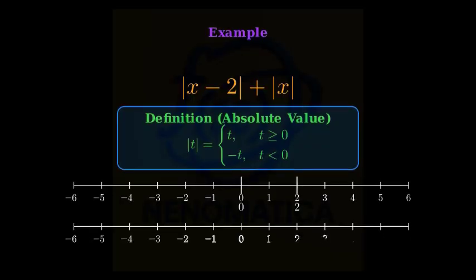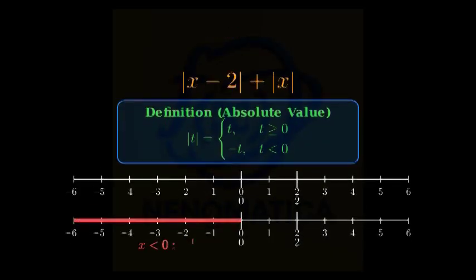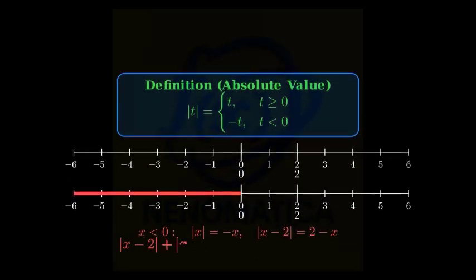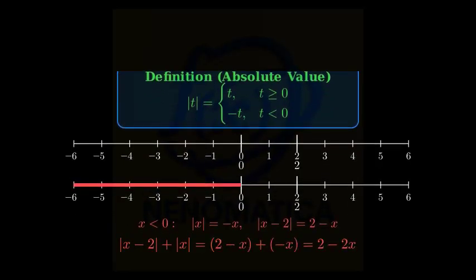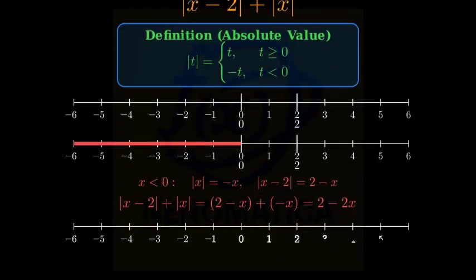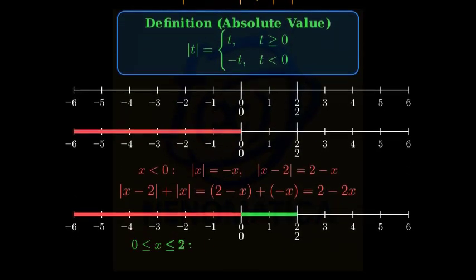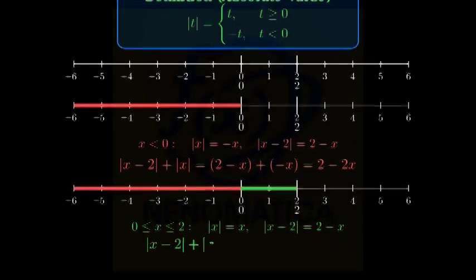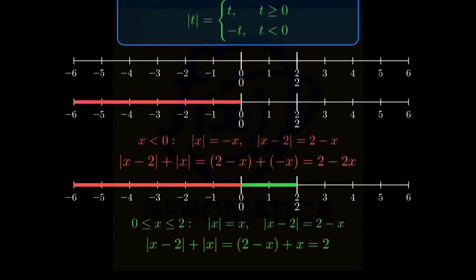Case 1. Values to the left of 0 where x is negative. In this region, absolute value of x equals negative x, and absolute value of x minus 2 equals 2 minus x. So the sum equals 2 minus 2x. Case 2. Between 0 and 2, x is non-negative, but x minus 2 is non-positive. Then absolute value of x is x, and absolute value of x minus 2 is 2 minus x. The sum simplifies beautifully to the constant 2.